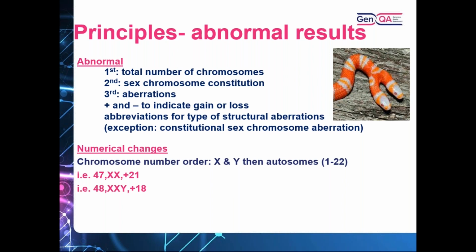For numerical changes, you do it in the chromosome number order. So X goes before Y, and then the autosomes: 1 goes before 2, goes before 3, etc., to 22. So in these particular examples, you've got 47 chromosomes, comma, that's your sex chromosome constitution, that's female, comma, and you've got an additional chromosome 21, which makes sense. You've got 46 chromosomes, you've got an additional one, so it makes it 47.